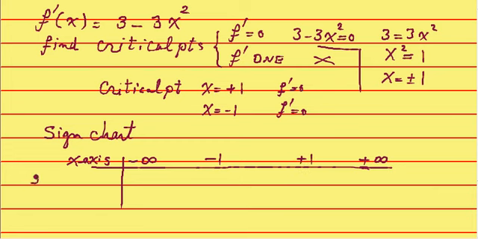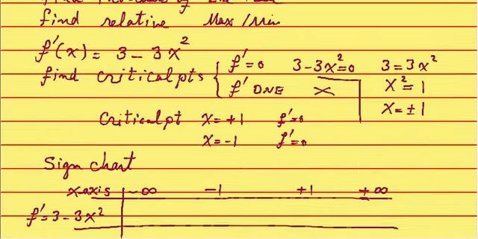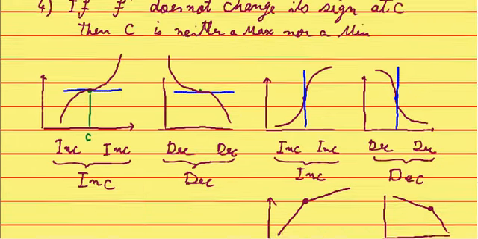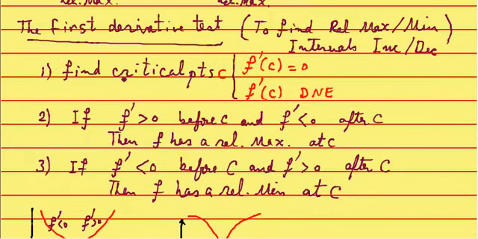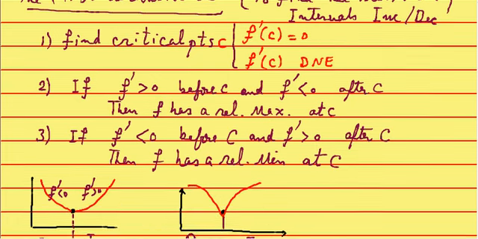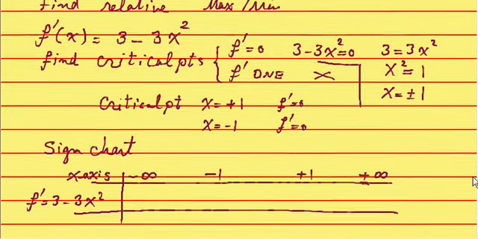Here I write my derivative f prime, which is 3 minus 3x squared. What do I need to know about this derivative? I need to know, is it positive or negative? Remember, the whole issue in this section was everything depends on the sign of the derivative. You need to know that to make your verdict. So here we go ahead, try to find the sign. Finding the sign is same as solving an inequality.